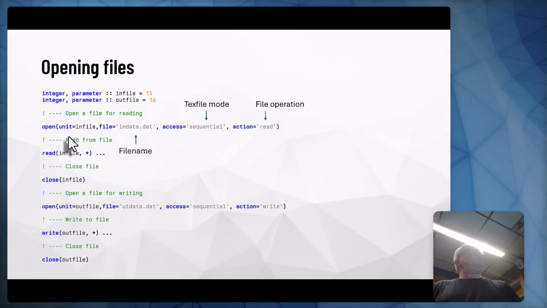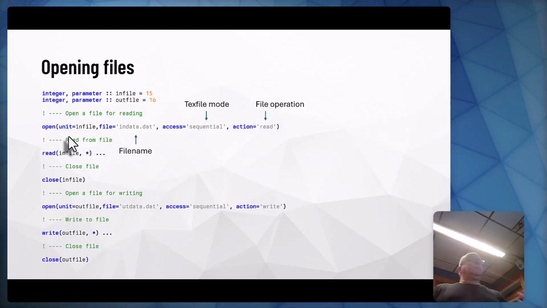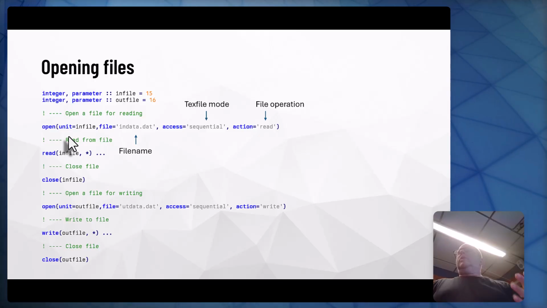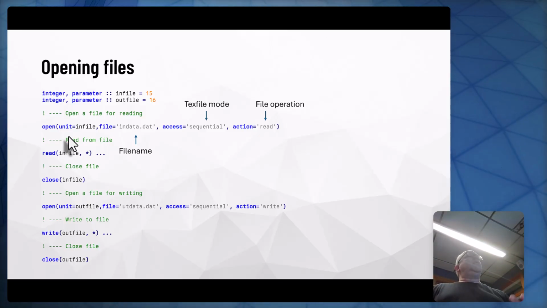Then you have to associate that file identifier with a file name. That's the second parameter. Then you have to tell it what kind of mode you want to access the file. Access equal to sequential is text file based. And then the final parameter is what operation you want to do. So read, in this case, I want to read from the file.